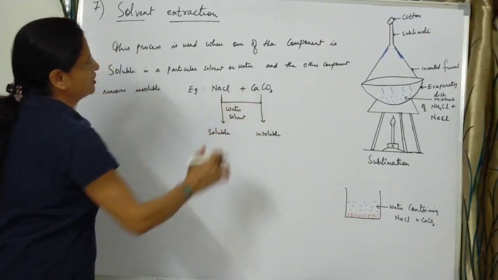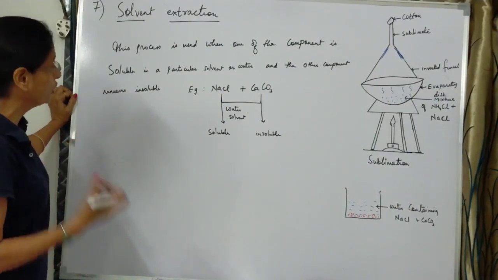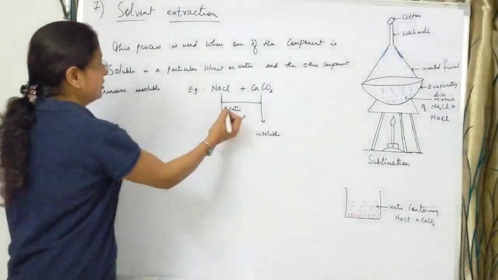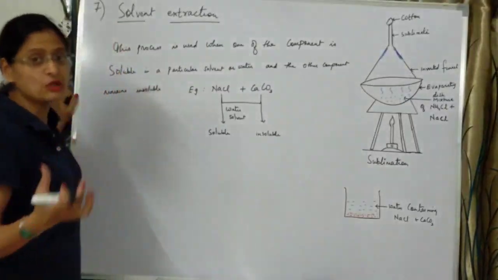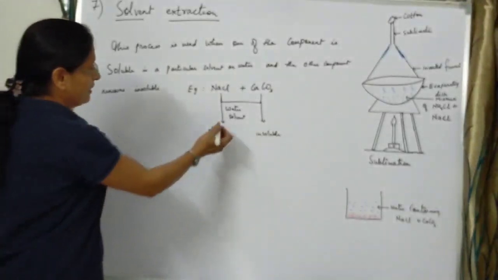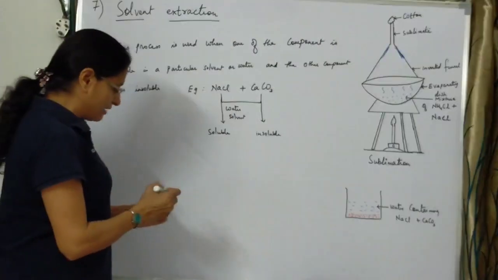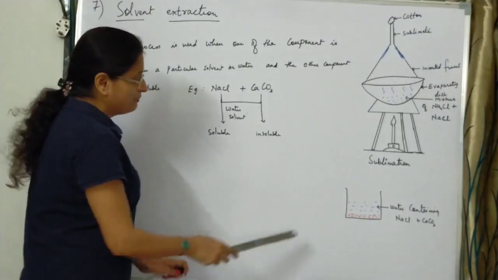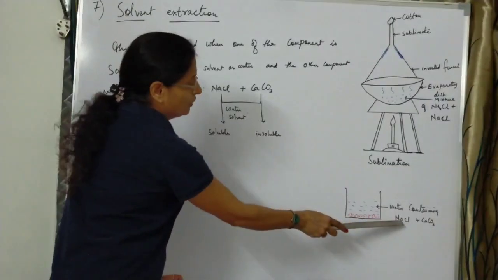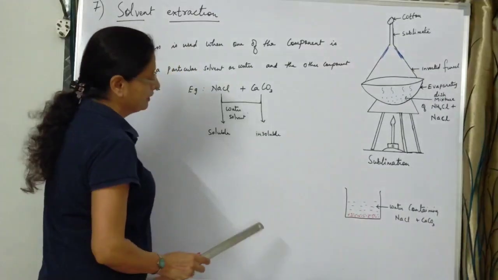So what will happen? Calcium carbonate will settle at the bottom of the beaker, or the bottom of the container, and sodium chloride, that is your common salt, the salt that we eat in our food, will be soluble in water. So what can we do? Look here, I have just drawn over here. Suppose this is a beaker containing sodium chloride and calcium carbonate, that is common salt and calcium carbonate.